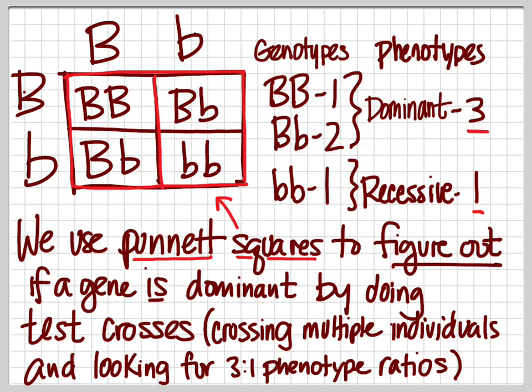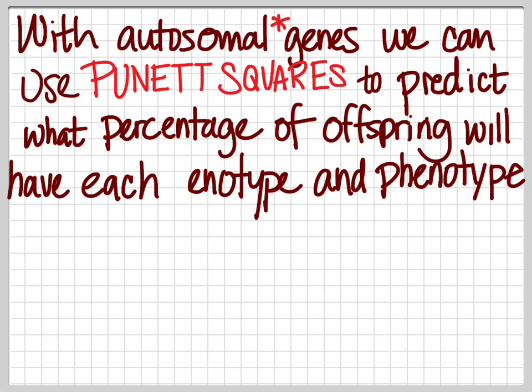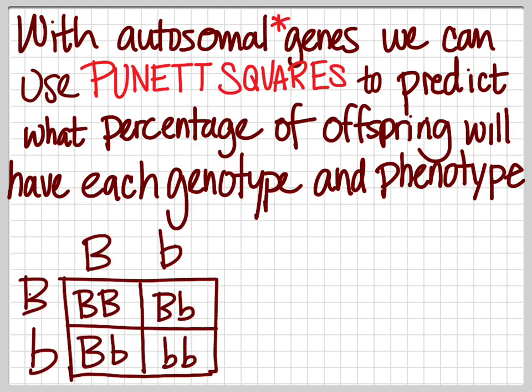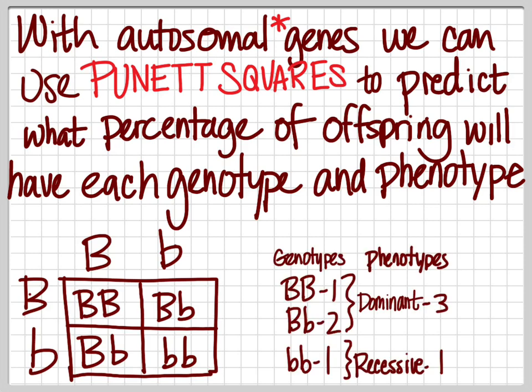Okay, easy enough. We can also go the other direction with an autosomal gene and use a Punnett square to actually predict what percentage of offspring will have each genotype and phenotype. So we should see a 1-to-2-to-1 ratio of genotypes and about a 3-to-1 ratio of dominant to recessive phenotypes. And that'll be the same for males and females because, again, these are carried on autosomes.